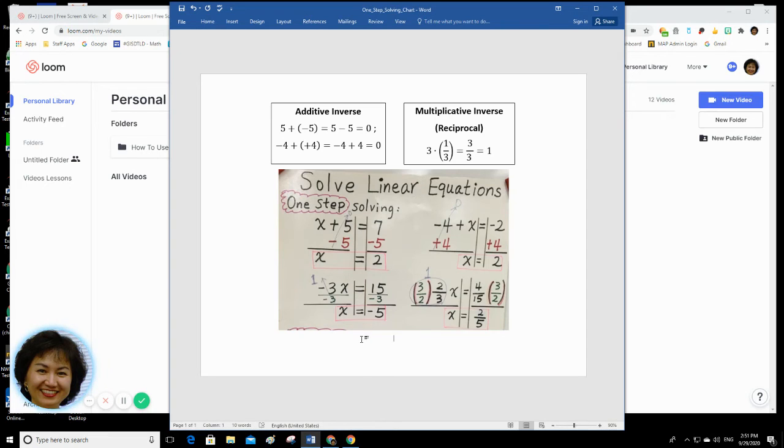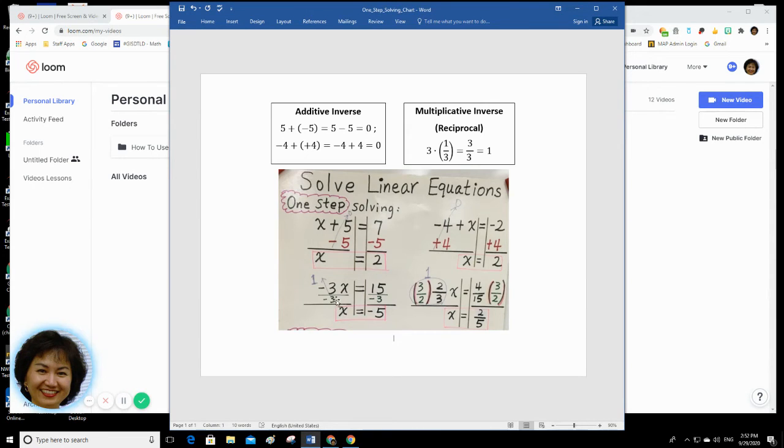Look at the example on the bottom left. A negative 3 times an x equals 15. How can we see 1x on the left side? Because this is a negative 3 multiplying an x, so to get rid of this coefficient negative 3, we need to divide this whole negative 3 away. So we divide negative 3 on both sides.